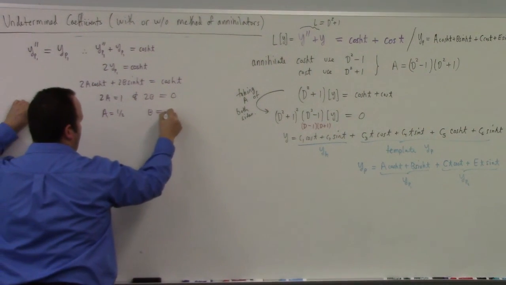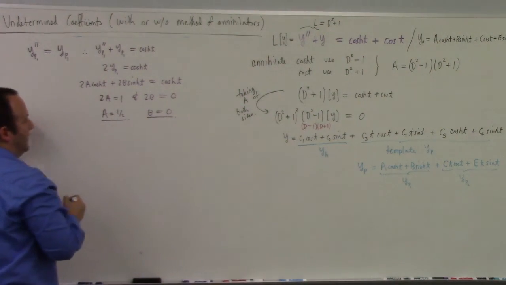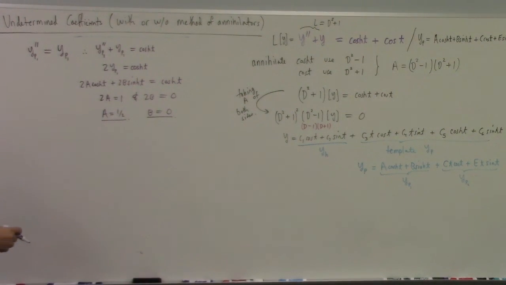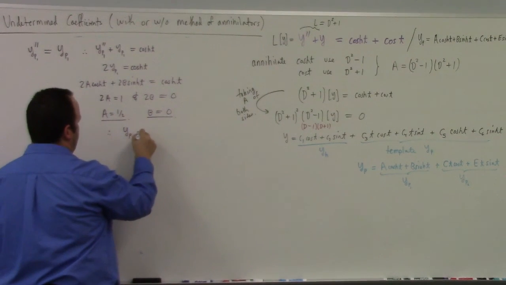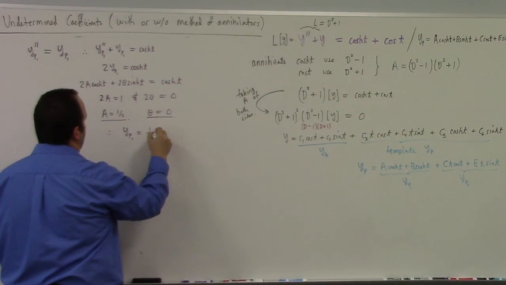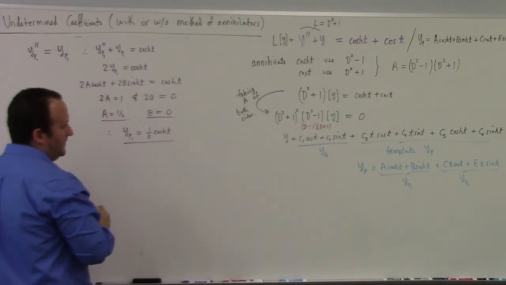Now, if you doubt me about cosh and sinh being linearly independent, what could you do? Oh, we did that last time, though. We calculated the Wronskian of cosh and sinh, didn't we? It came out to cosh squared minus sinh squared, I think. Anyway, you could do it. Okay, so what's yp1? yp1 is 1/2 cosh t, right? All right, that's half of it. Now let's figure out the other half.